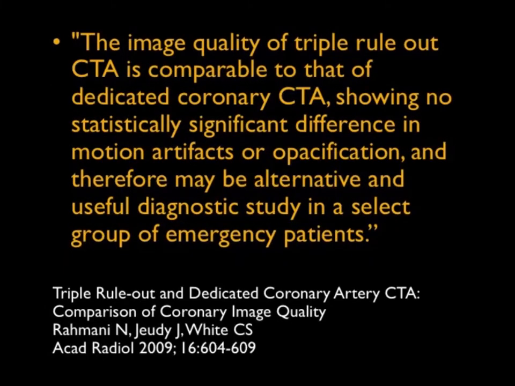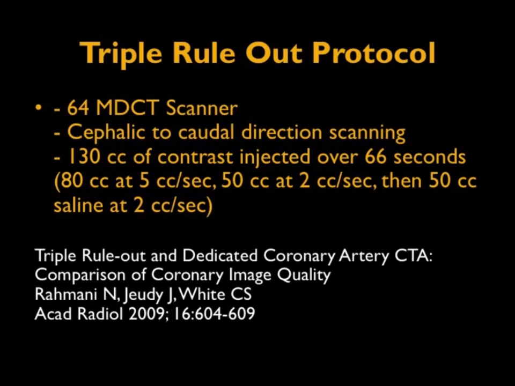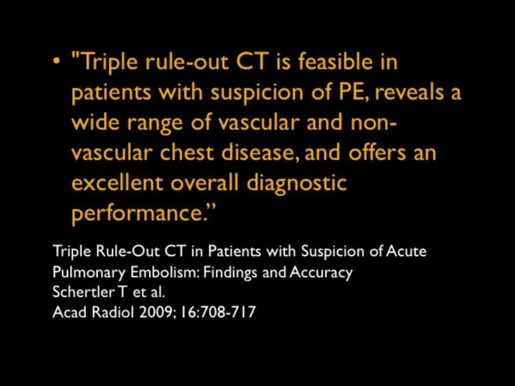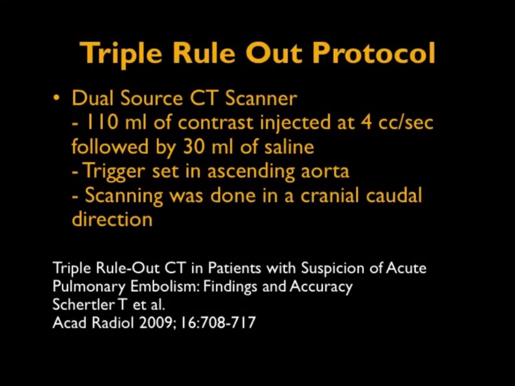This article by Ramani and Charlie White, again going back to the 64 slice era, spoke about the challenge of triple rule outs, but felt that it would be useful. And you can see here was their protocol, increasing the volume and stretching out the injection and giving the saline only very late. Or this article by Schertler, which talked about triple rule out and the ability to get an excellent study, and here was their protocol.